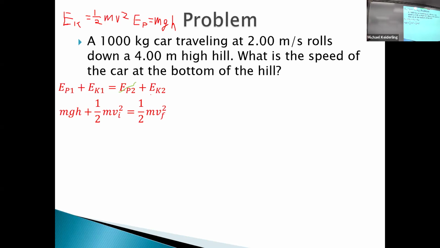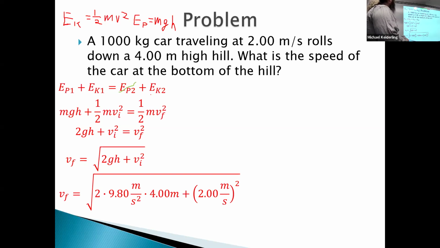So we start with mgh plus 1/2 m v initial squared, and that will equal 1/2 mass times some final velocity squared. Well, the first thing we can do is divide through everything by mass. And it also helps to multiply everything by 2, just to get rid of the 1/2. So we end up with 2gh plus v initial squared equals v final squared. So v final is going to be the square root of 2gh plus v initial squared.